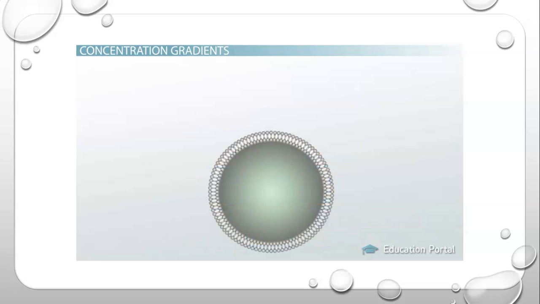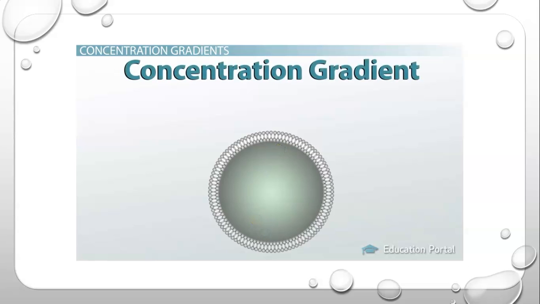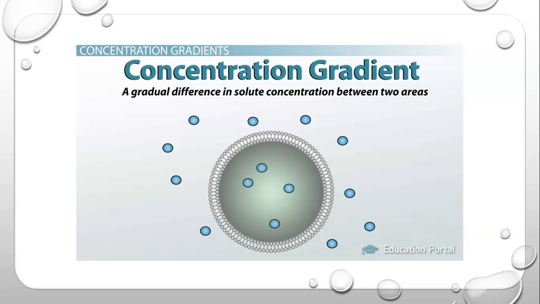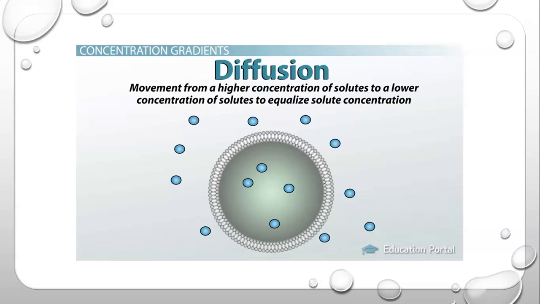Well, there are several types of ways to transport things across a cell membrane. When and how things travel depends largely on the concentration of solutes in your cells, or the dissolved molecules. In this lesson, we'll discuss methods of transporting solutes across a concentration gradient. A concentration gradient is a gradual difference in solute concentration between two areas. In this case, it's the difference in solute concentration between the outside of the cell and the inside of the cell. Solutes here would move by diffusion, or movement from a higher concentration of solutes to a lower concentration of solutes in order to equalize solute concentration. This evens out the concentration on both sides.